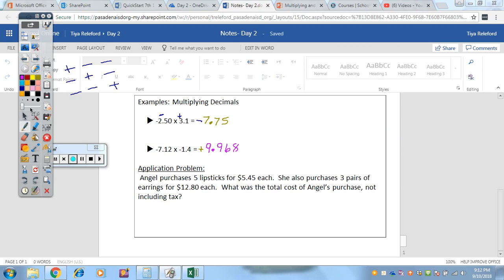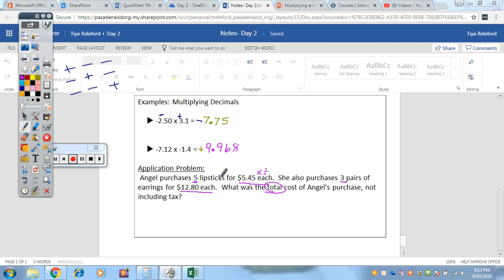Of course, I could always be wrong. Double check me. All right, Angel purchases 5 lipsticks for $5.45 each. Each tells me I might be multiplying or dividing. She also purchases 3 pairs of earrings for $12.80 each. What was the total cost of Angel's purchase, not including tax? So not including means I don't have to worry about tax. It doesn't tell me what tax is. I don't have to sweat it.